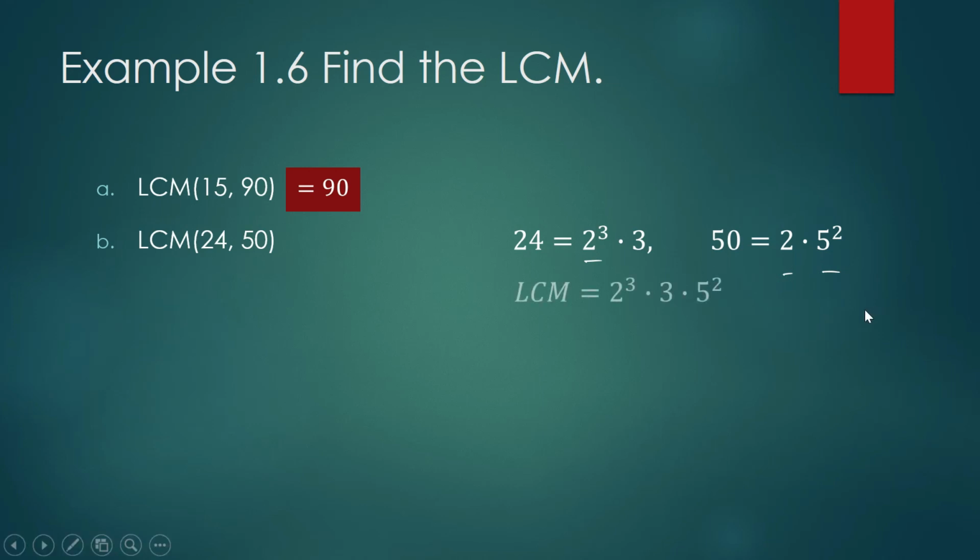So for the LCM, you will copy the prime factors 2, 3, and 5. And the exponent that you will affix to each factor is the highest exponent that you are seeing in the factorization. So it's going to be 2 cubed times 3 times 5 squared. That is equal to 600.